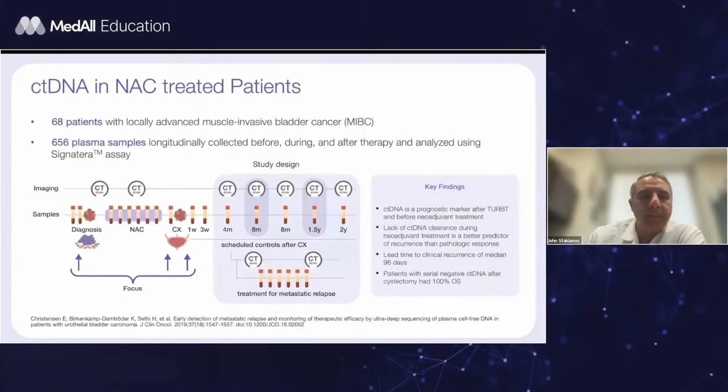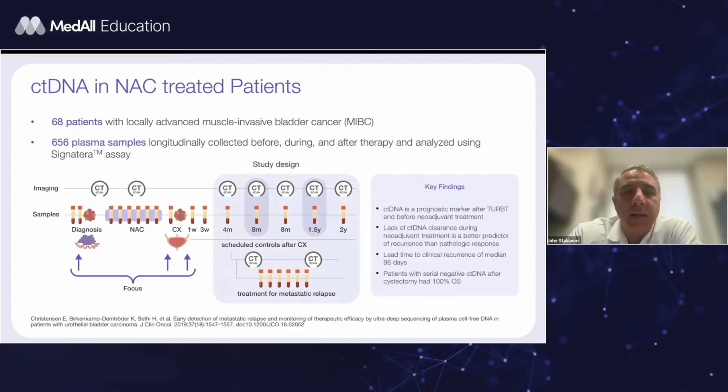All right. So why is this important? Well, there is now more and more data coming out of using MRD testing in muscle-invasive bladder cancer and in the different stages of the disease and how it can help us make decisions. But the initial data comes back from 2019, and this is the paper in JCO from Christensen et al. From the group at Aarhus Institute in Denmark.